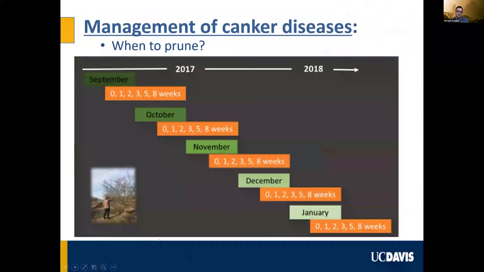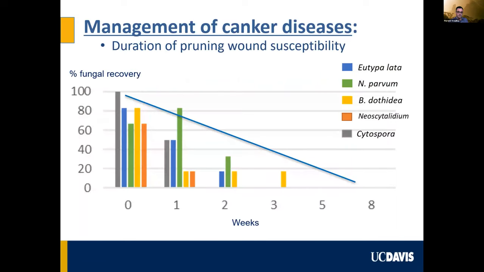We also looked at when pruning should be made, when the pruning wound is likely to be less susceptible to infection. So we compared September, October, November, December, and January pruning. And for each of these months of pruning, we looked at the duration of pruning wound susceptibility, or how long it will take for a pruning wound to heal.